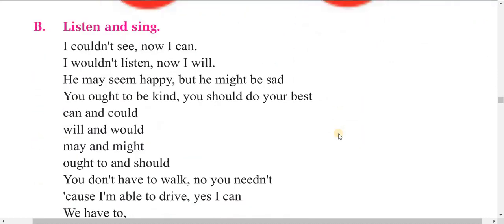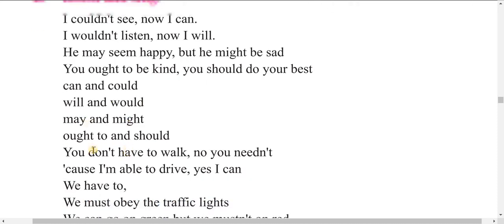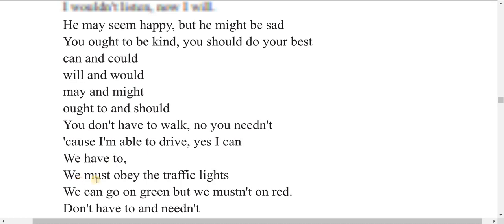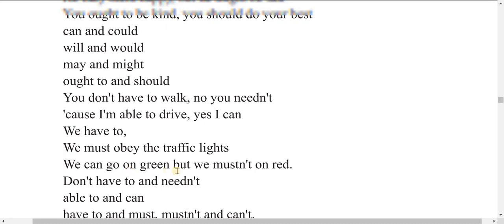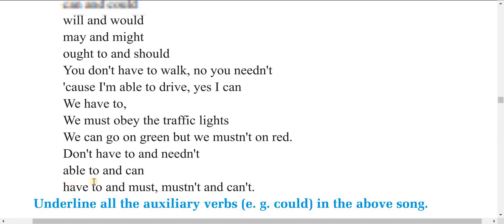Now listen and sing. Look at this. I couldn't see, now I can. I won't listen, now I will. He may seem happy, but he might be sad. You ought to be kind, you should do your best. Can and could, will and would, may and might, ought to and should. You don't have to walk, no you needn't. Because I'm able to drive, yes I can. We have to, we must obey the traffic lights. We have to or we must obey the traffic lights. We can go on green, but we mustn't on red. Don't have to and needn't, able to and can, have to and mustn't and can't.